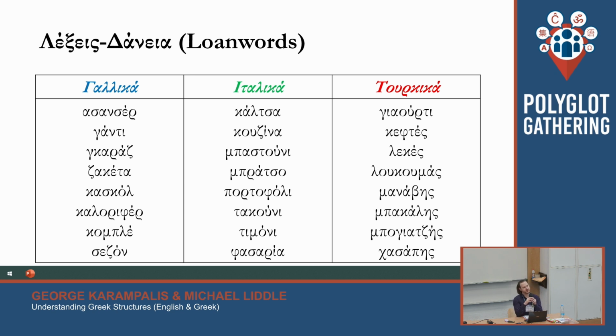So who would like to read down the list? Well, yes, okay. Boyadzis. Hasapis, bravo. Poligala, bravo. Okay, do we recognize any of these? Yaurti? Yogurt, no. Keftes. Yeah, köfte, exactly. They can't say it, so they say it just like when they did in French. Lekes.